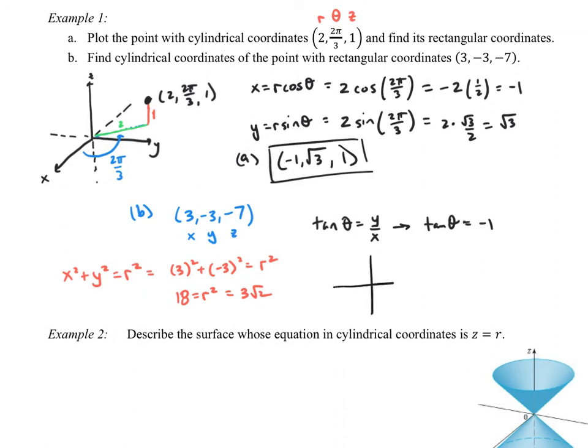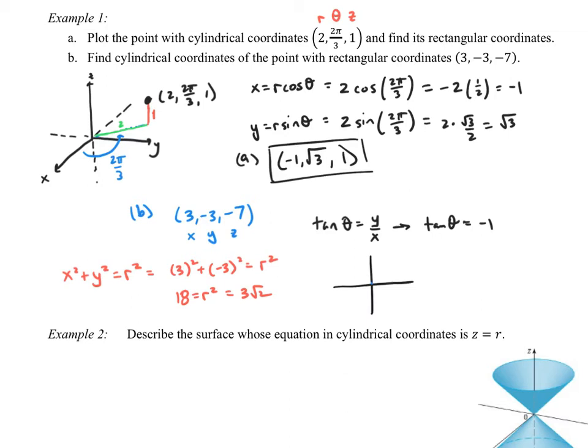I'm thinking this is a 45-degree reference angle. For instance, this is a 45-degree reference angle. However, both sine and cosine are positive, so that one's not going to work. We could go over here to 3 pi over 4. Now one's negative and one's positive. In other words, tangent of 3 pi over 4 is -1.